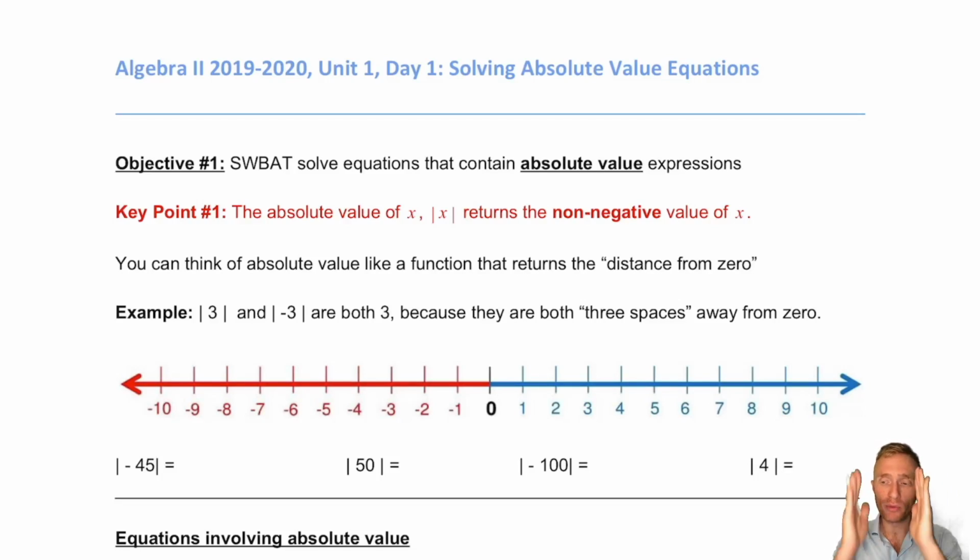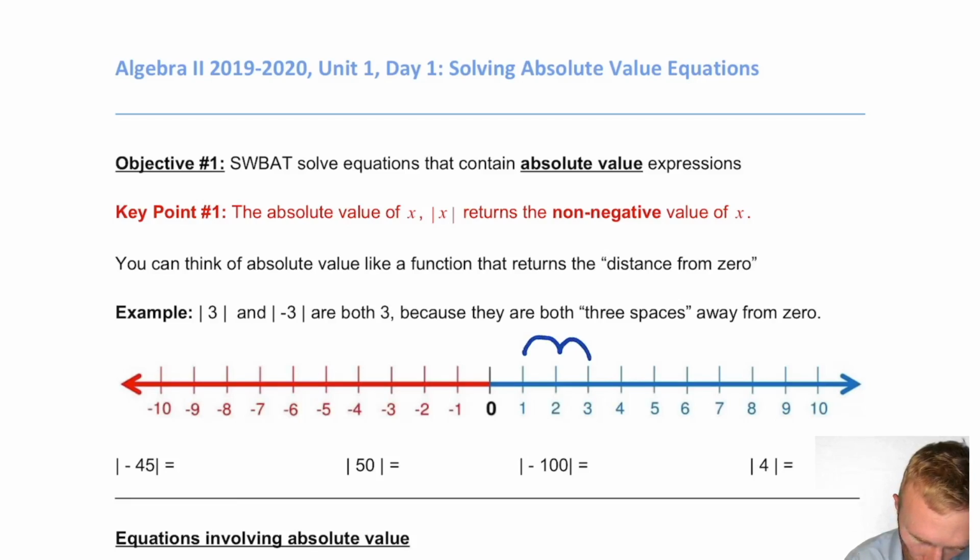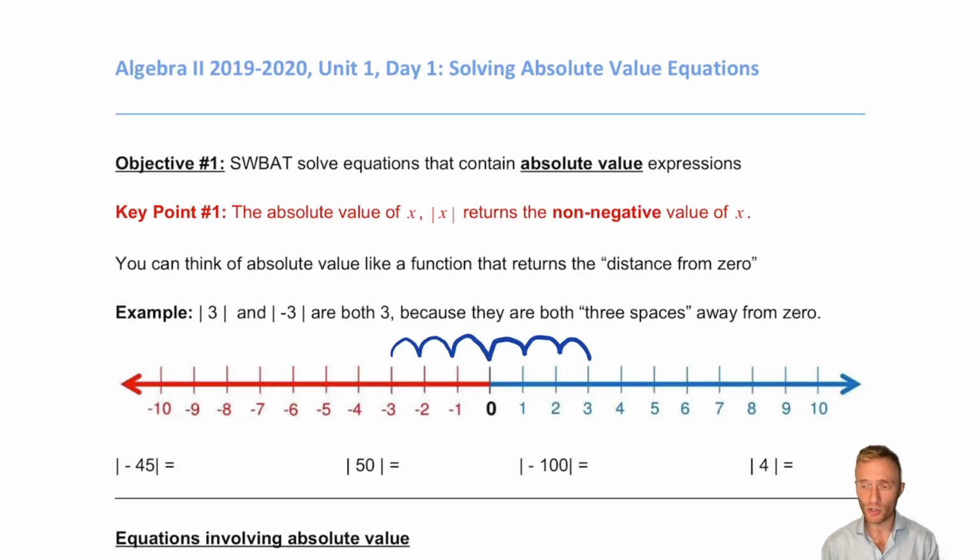An absolute value, those two horizontal bars are the symbol for it, returns the non-negative value of whatever is inside. You can think of it kind of like how far away is what's inside from 0. If we look at this first example, the absolute value of 3 is still just 3. It doesn't change, because 3 is 3 spaces away from 0. But so is negative 3. So the absolute value of negative 3 is 3. Basically, whatever's inside, we return the non-negative version. If it's negative, it becomes positive. If it's positive, it stays positive.